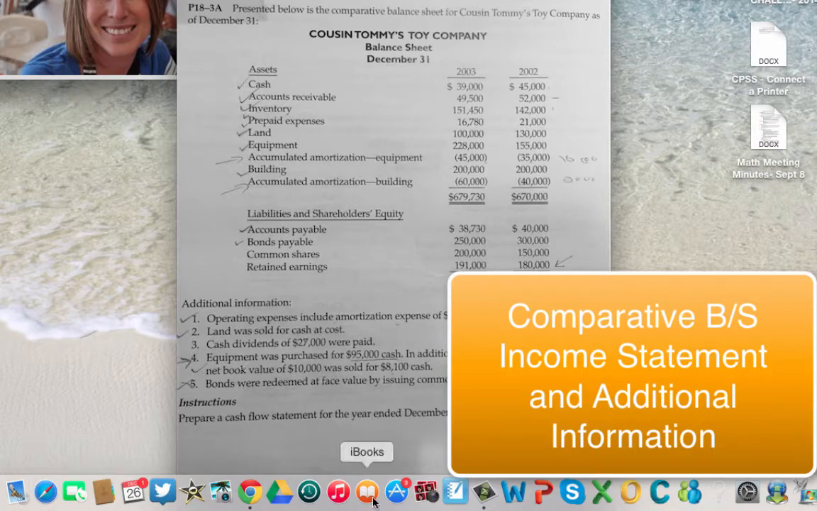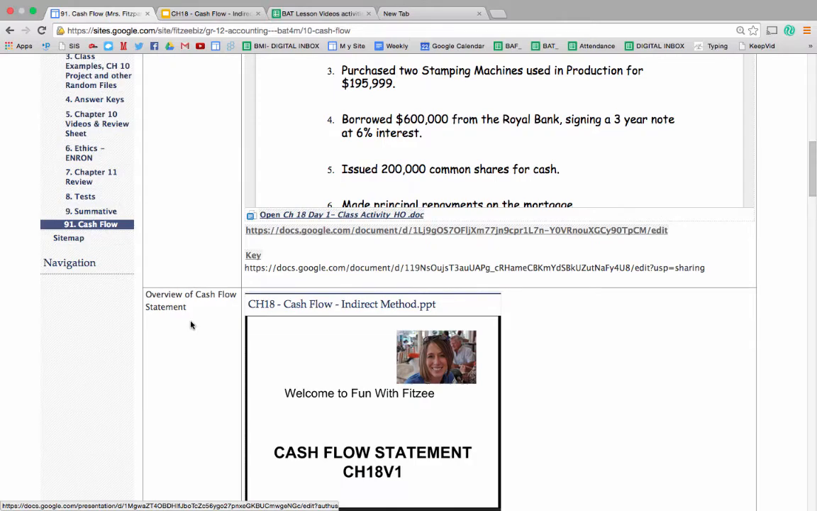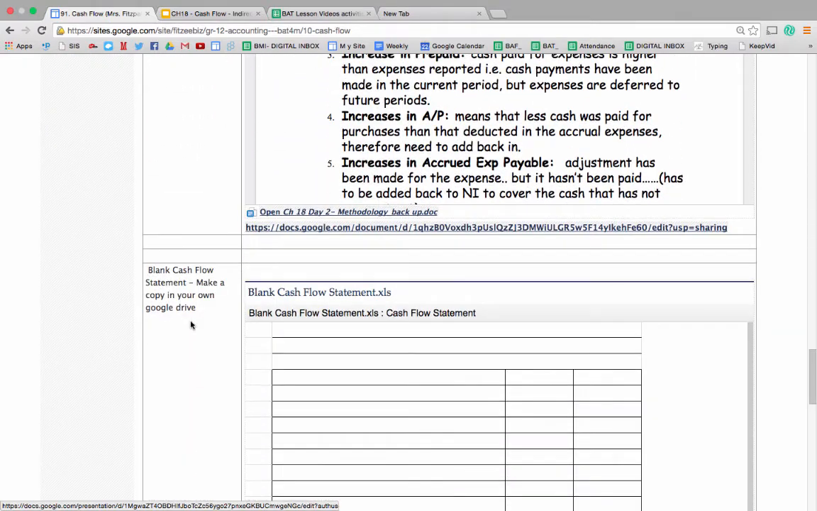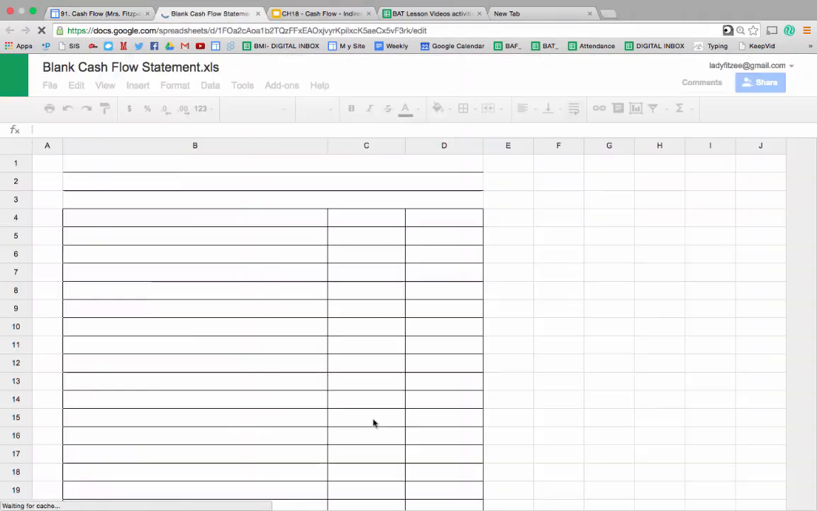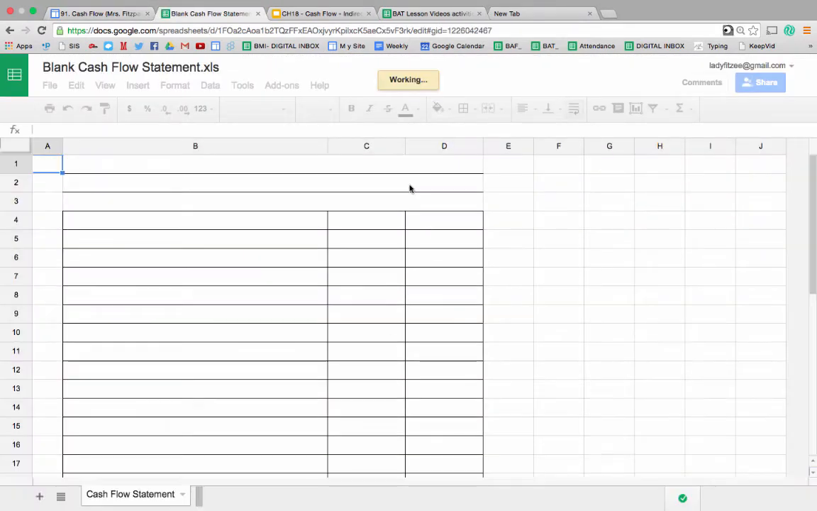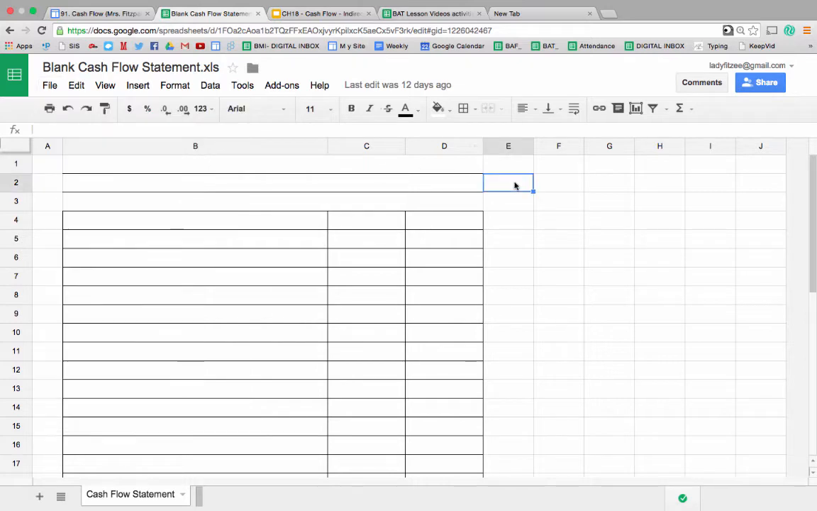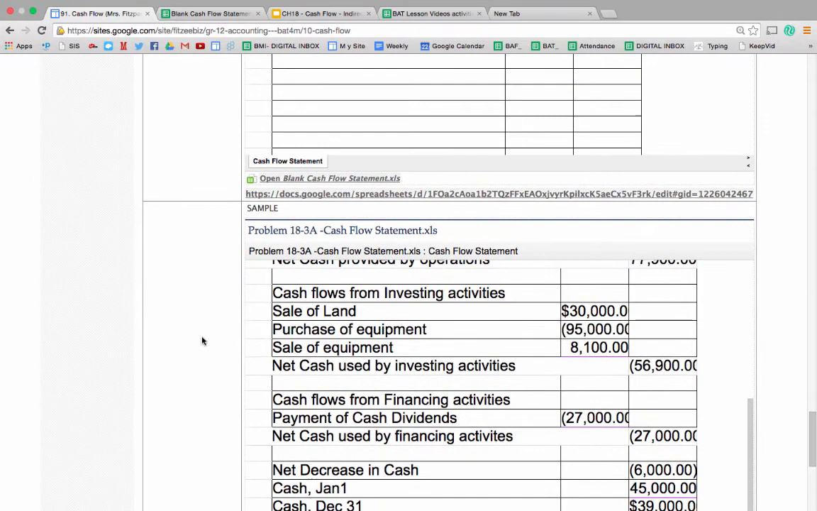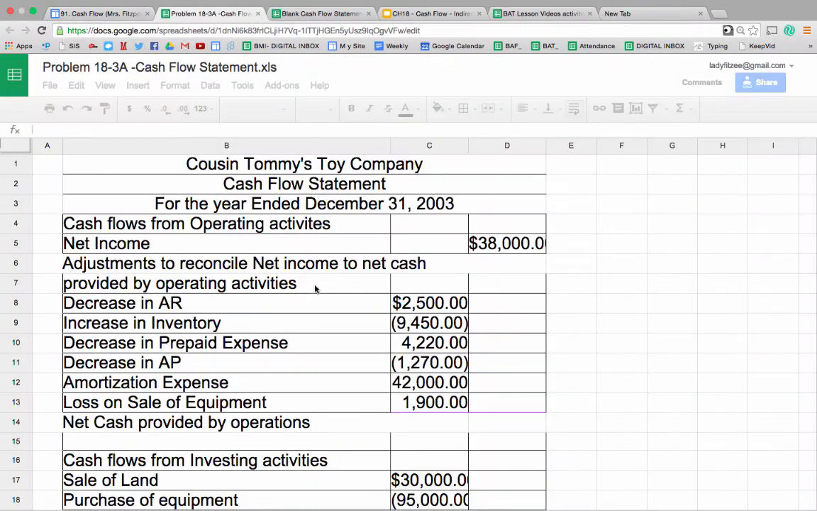If you go to my website, section 9.1, point to cash flow, and scroll down, you're going to find a blank cash flow statement. You're going to click on this and make a copy of it. So go File, make a copy, if you want to work along with me. However, I have the completed 18-3A cash flow statement here. I'm going to open it up and walk you through how I did it.